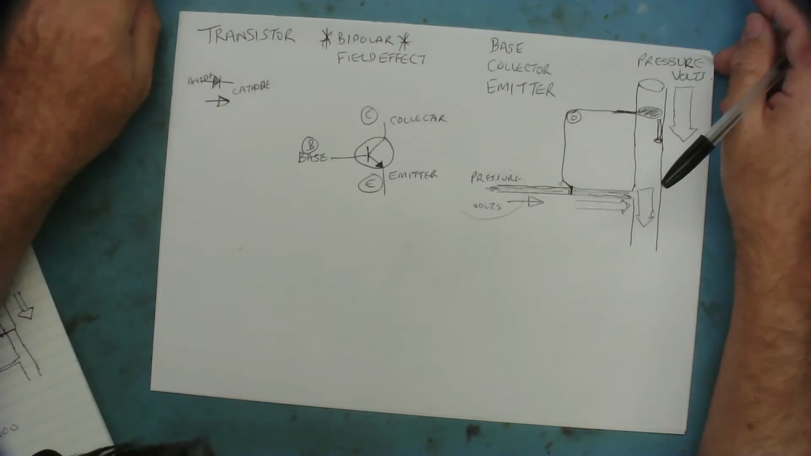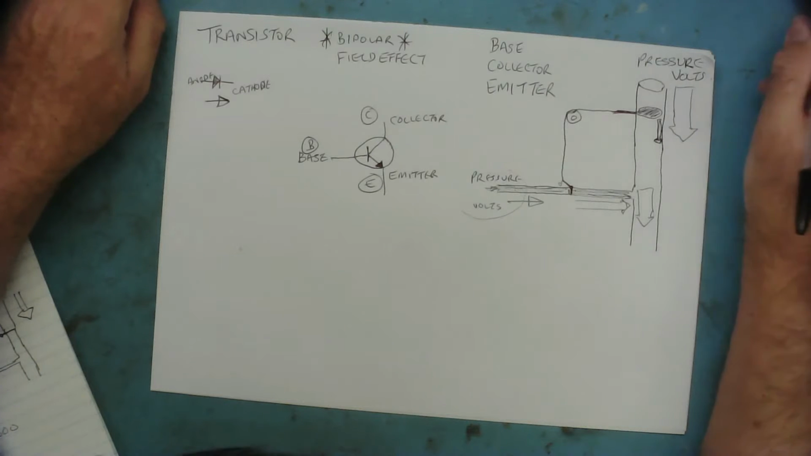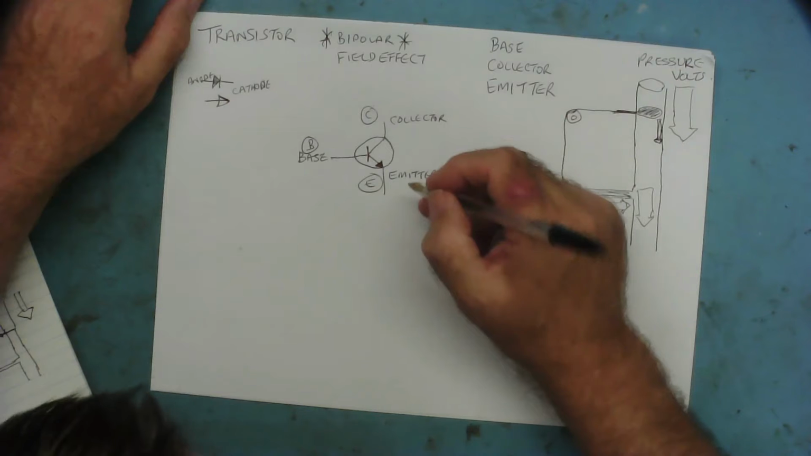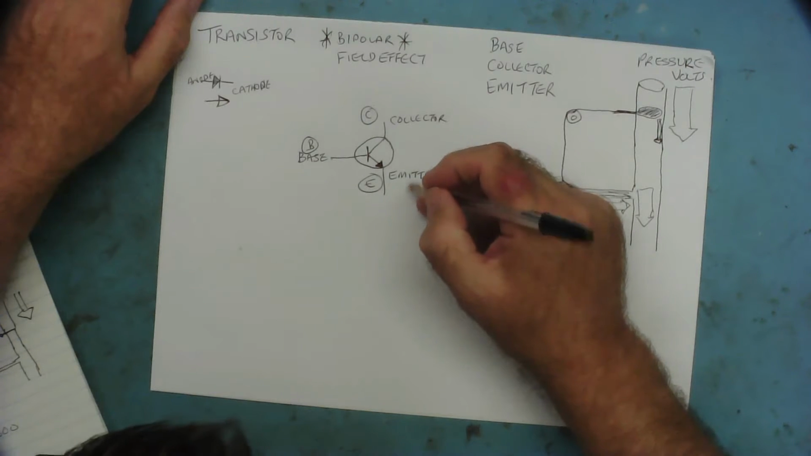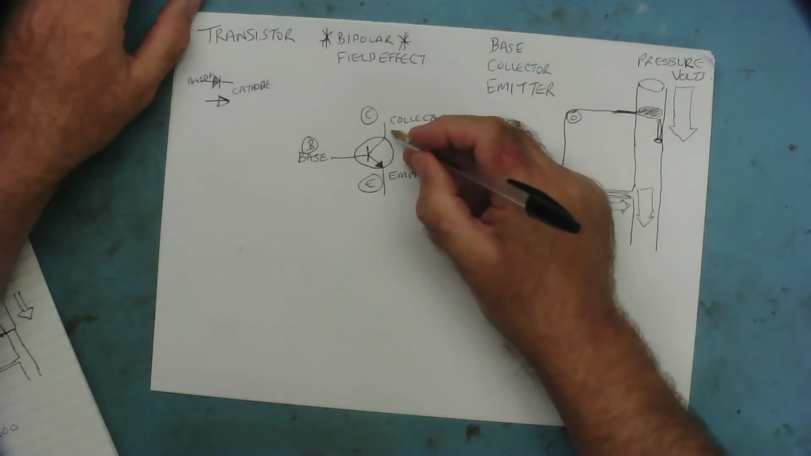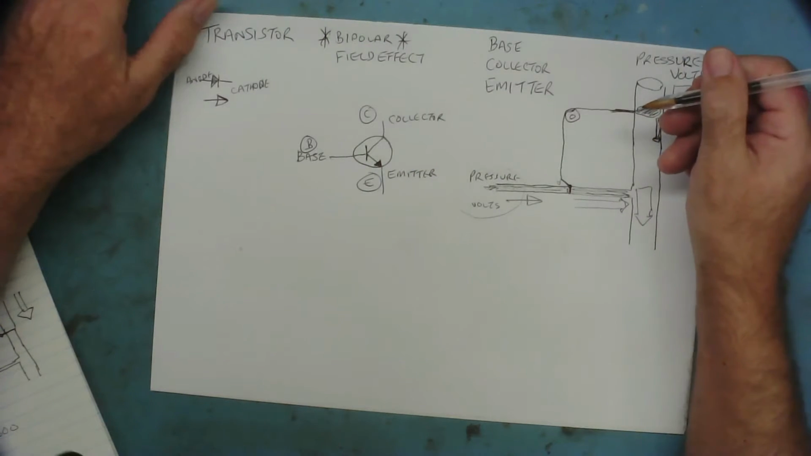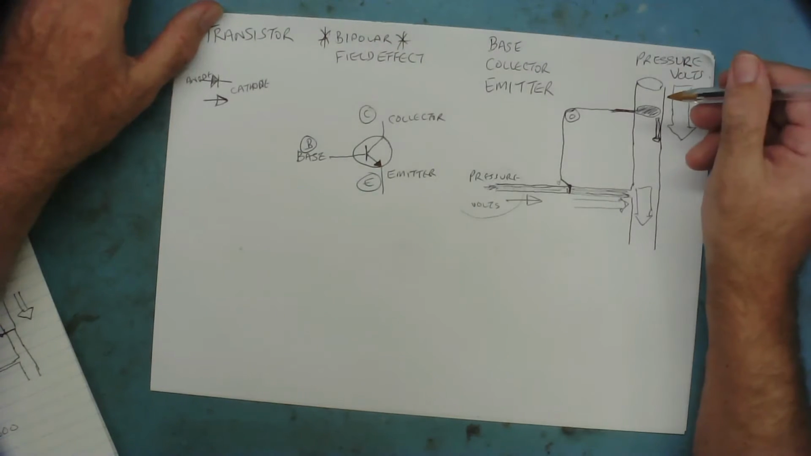Now one thing might come to mind, I hope it does. You're thinking, well, why is that called the emitter? Because the water's coming from here. It's coming from the collector and going to the emitter. Shouldn't it go the opposite way, from what's emitting to what's collecting?